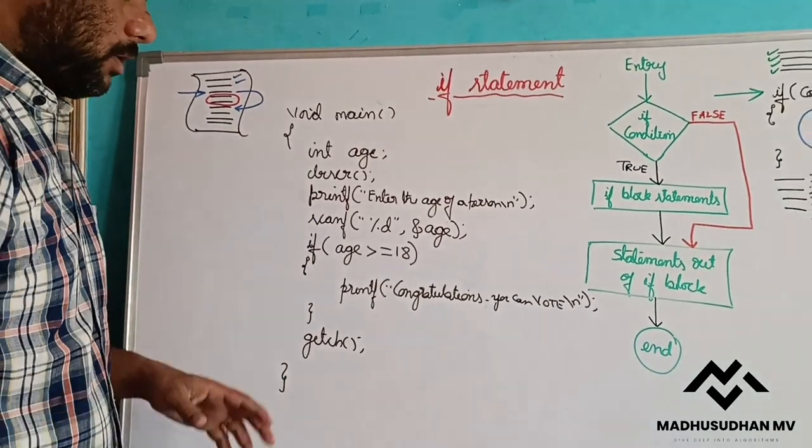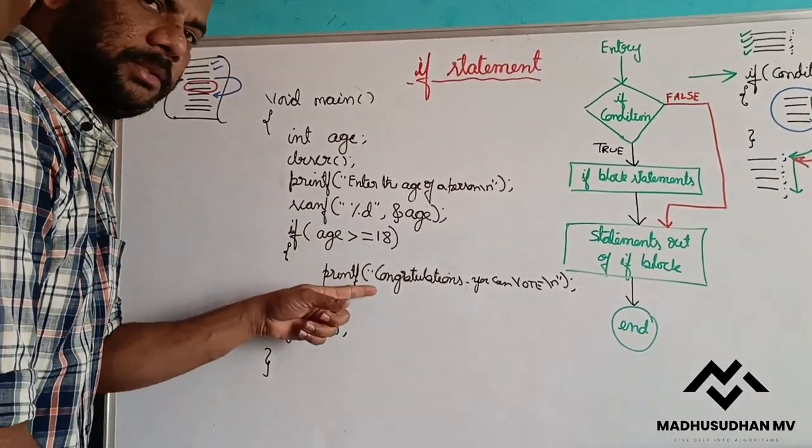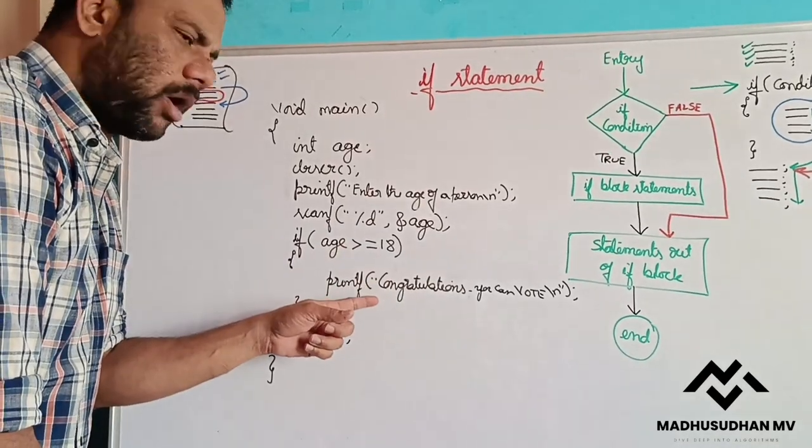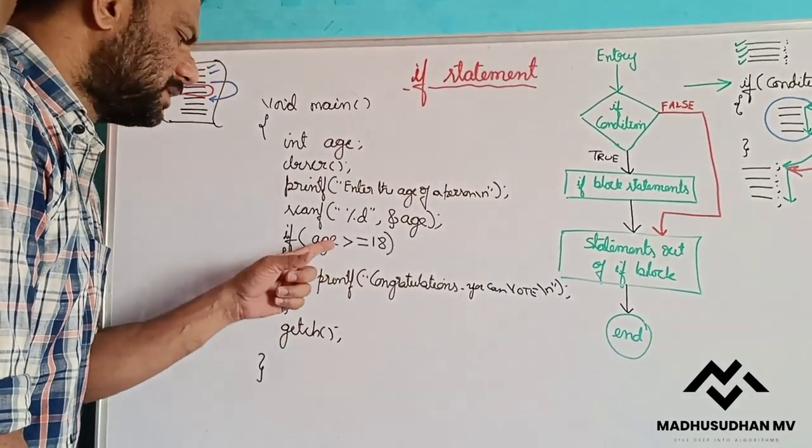This is the program. See, now if the condition is true, it has to print this statement. That means it has entered the if block and has to execute the if block statements. Otherwise, it comes out.